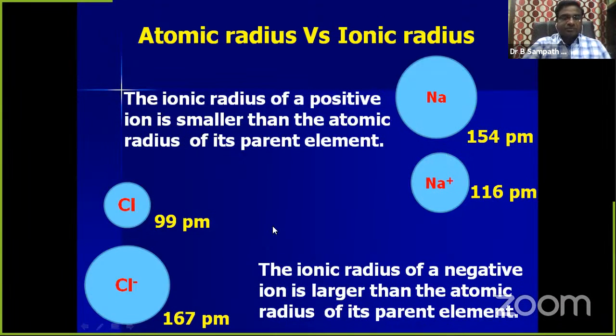Here let us see the ionic radius of a positive ion is smaller than the atomic radius of its parent element. See children, actually this is the atom, the neutral atom, and its ion is this one. This is the sodium atom and this is the sodium ion. After losing the electrons, we can get the sodium ion. Here the radius of this sodium ion is smaller than the radius of the parent element. We are observing here.